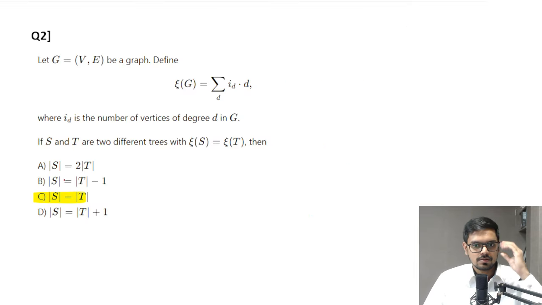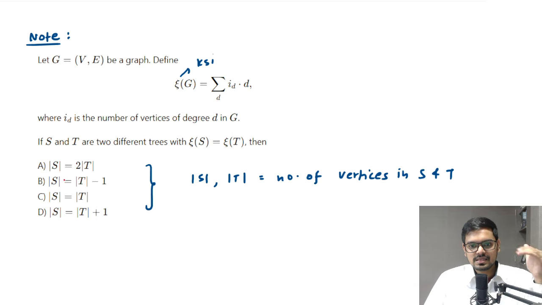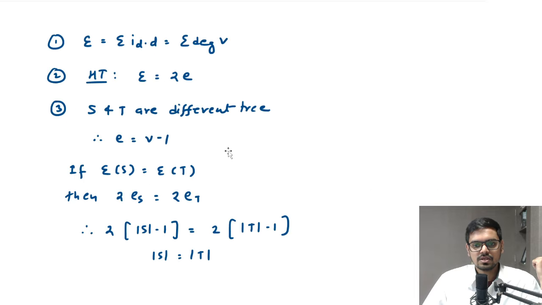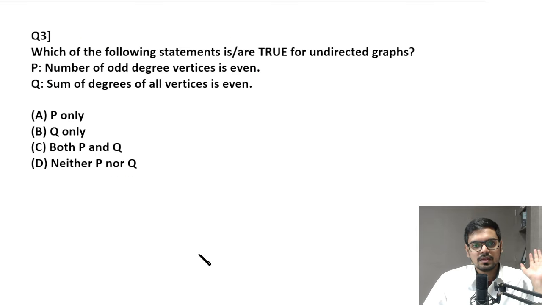Very easy, isn't it? You have to analyze first what things are given, then you will get the intuitive idea. This is nothing but summation of degree, so by the handshaking theorem, it is twice the number of edges. Then they are talking about the tree. In a tree, if you have n vertices, then the edges is n minus 1. So you can modify this formula. Now this condition is given and they were asking about the relation of the number of vertices, so you used the substitution technique and got the answer. Very simple, easy. For the final question, pause the video, try, then look at my solution.